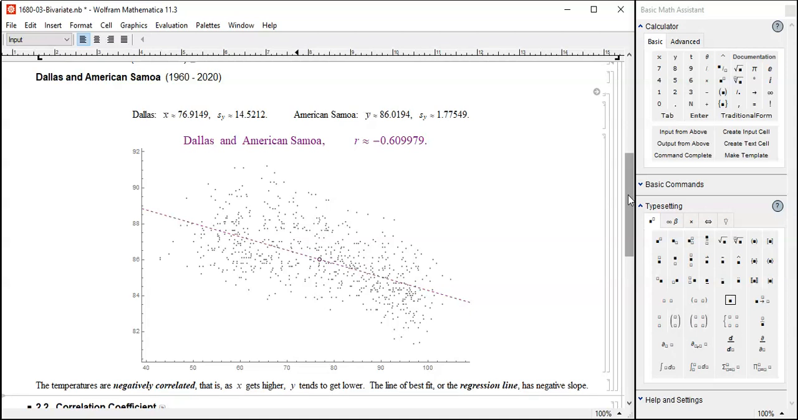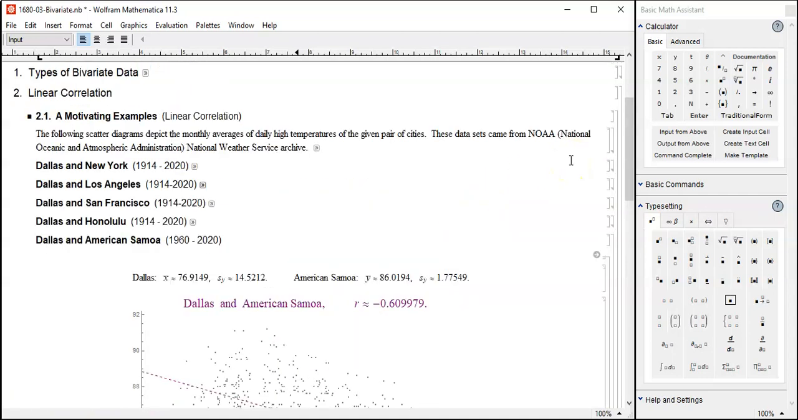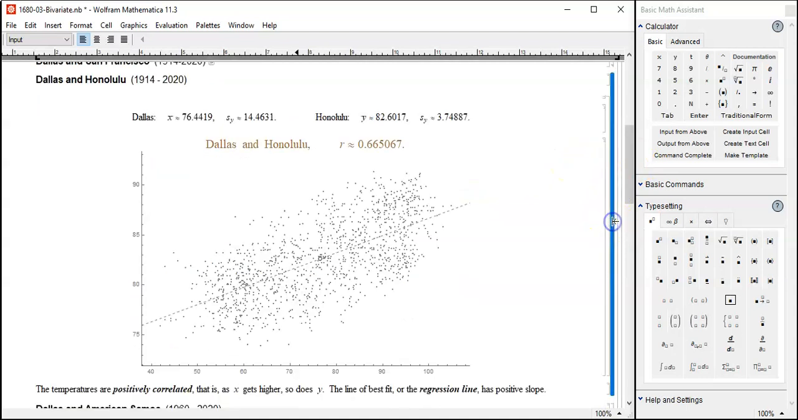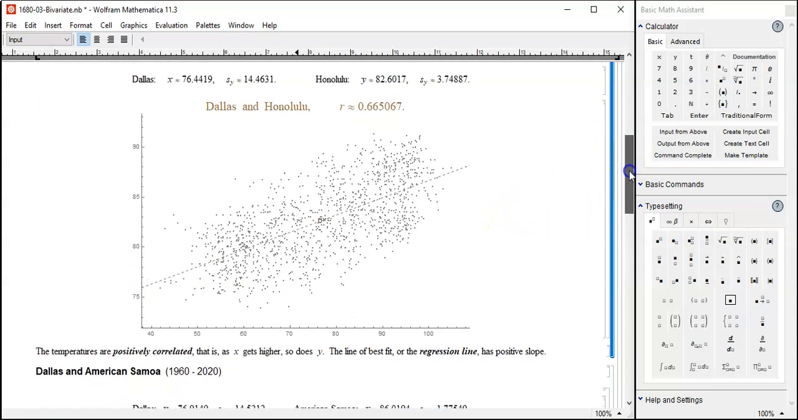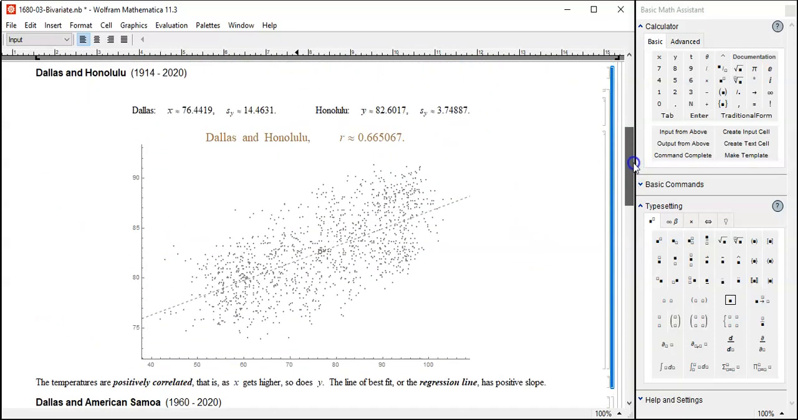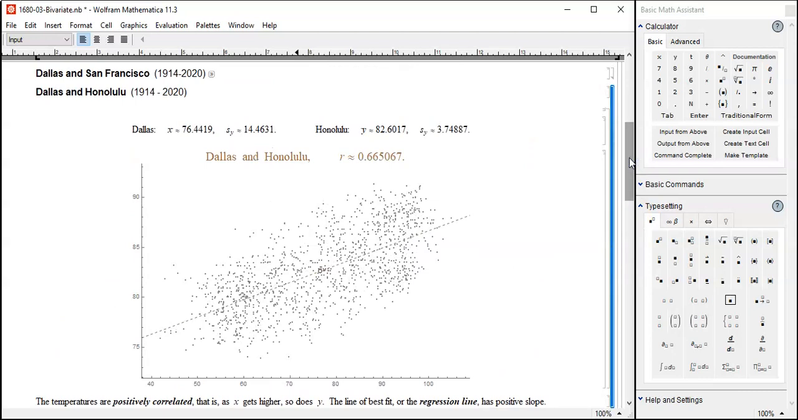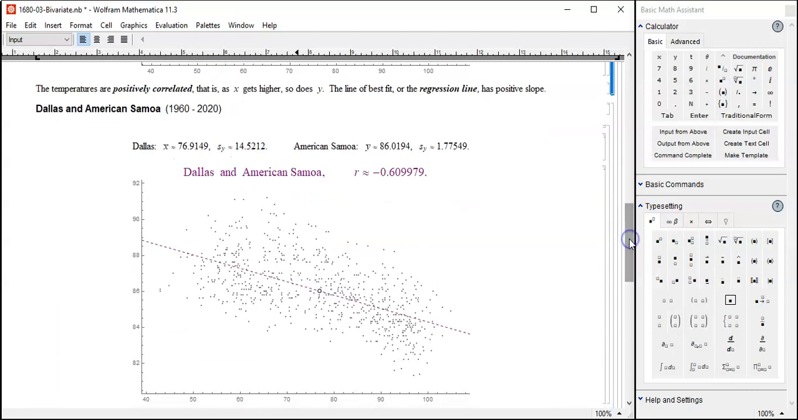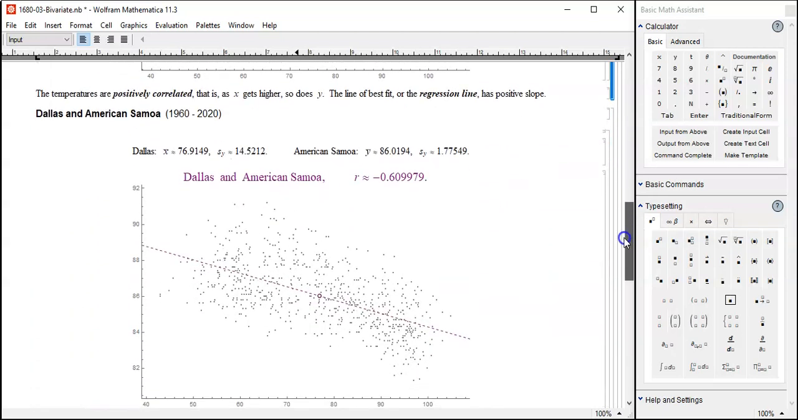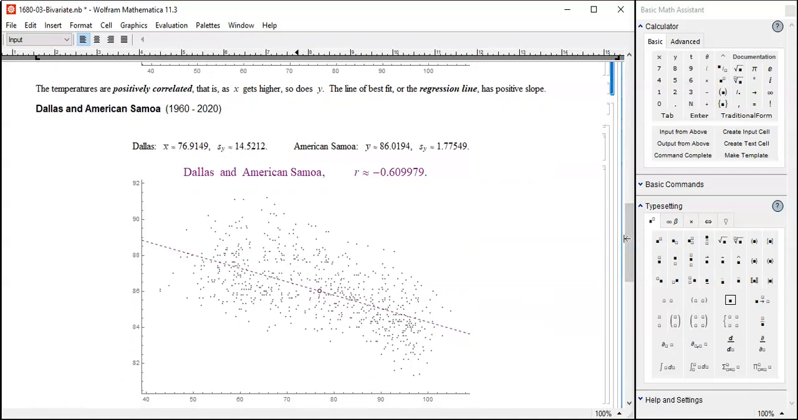The season is reversed. And as for how densely those dots are packed along this line, compare this Dallas and American Samoa and Dallas and Honolulu. This one and that one. There are more dots here because this goes from 1914 to 2020 and this one goes only from 1960 to 2020. That's true, but as far as being tightly packed around the regression line, about the same.